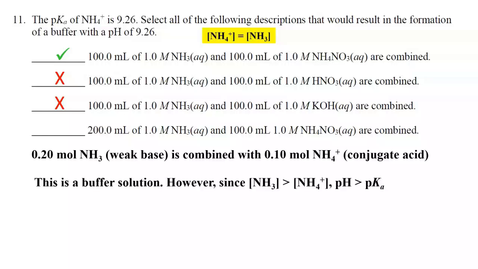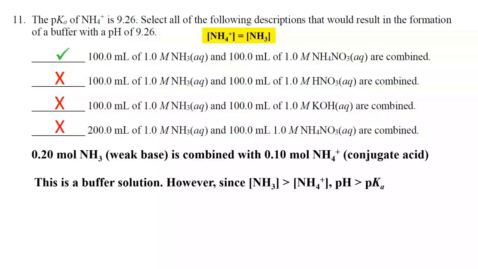It would make a buffer solution, but since the concentration of the weak base is greater than the concentration of its conjugate acid, the pH would not be equal to the pKa, but instead the pH would be greater than the pKa. So it is a buffer solution, but it's not the buffer solution that we're looking for.